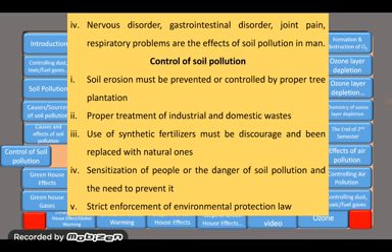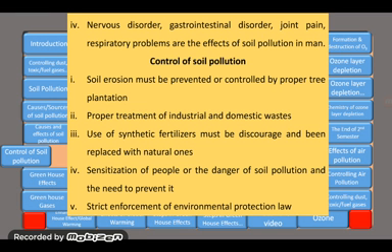Then 2. Proper treatment of industrial and domestic waste. Industrial and domestic waste should be treated properly, and if it is possible, all those plastics and other forms of substances from the industry can be recycled for use. Then 3. Use of synthetic fertilizer must be discouraged. I've said it earlier, synthetic fertilizer, its use must be discouraged and must be replaced with natural ones, such as compost manure.